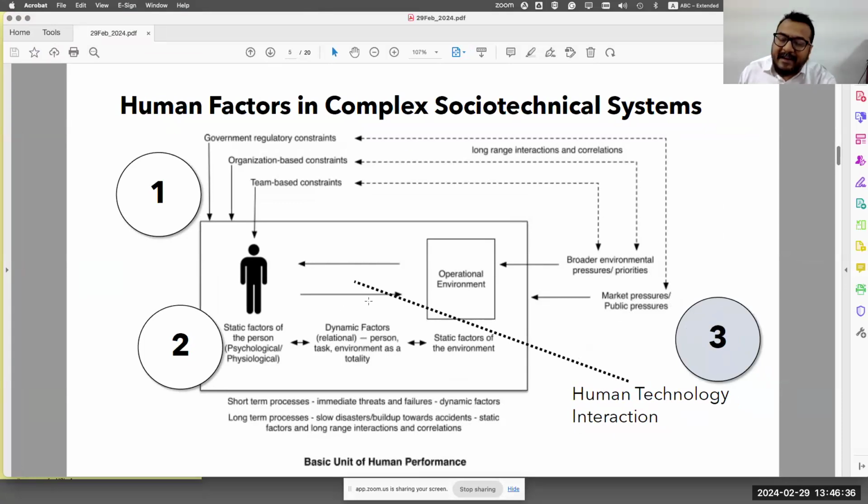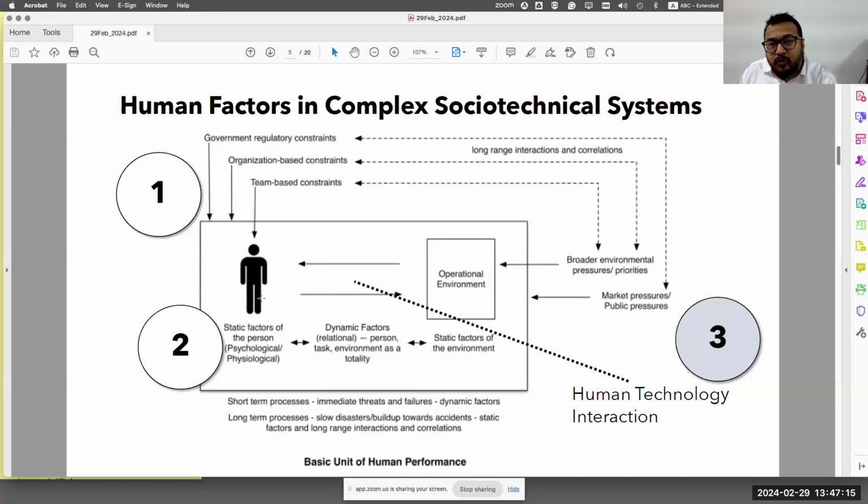What typically happens is that at any instance of interactions between complex systems, people are there in their immediate operational environment. But human performance over here also depends a lot on team-based interaction. It also depends a lot on organizational constraints acting on the behavior of the person. There in the background, government regulatory constraints. Then there are long-range interactions and correlations which are affecting broader environmental pressures, market pressures and public pressures, right? All of this affects this bubble over here that we are designing for.